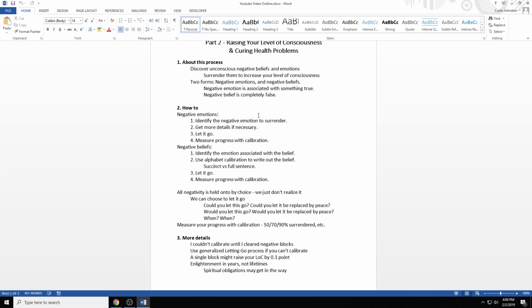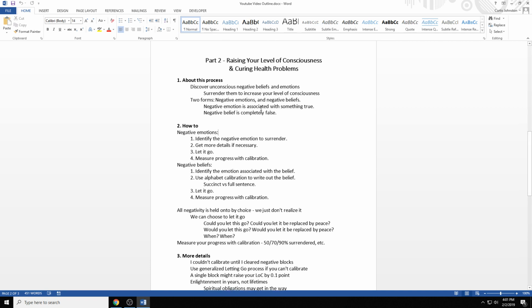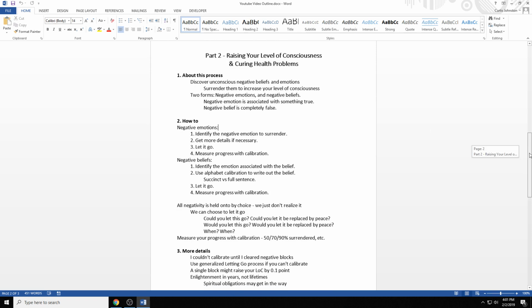But so first I ask for permission. Do I have permission to raise my level of consciousness? That calibrates as true. And then I will say, I will let consciousness choose the next negativity that I'm going to surrender in order to raise my level of consciousness. And the reason I do that is because there's a lot of different negative beliefs and emotions in my mind and your mind, and, you know, where do we start? Like, let's say there's hundreds of negative emotions in our mind.